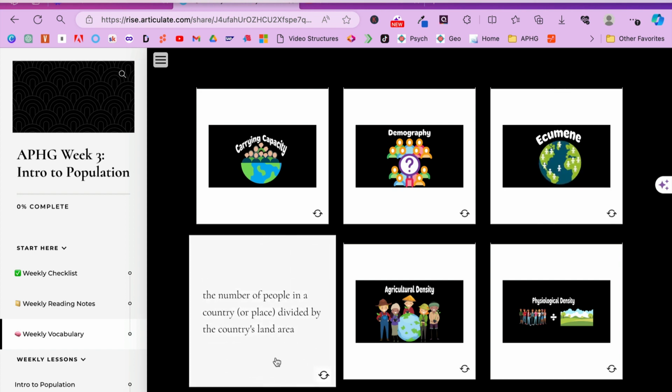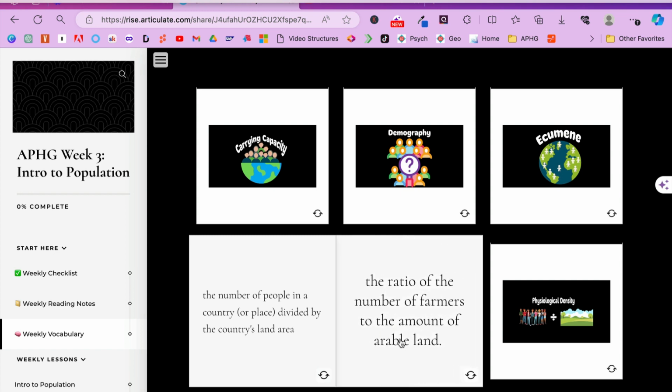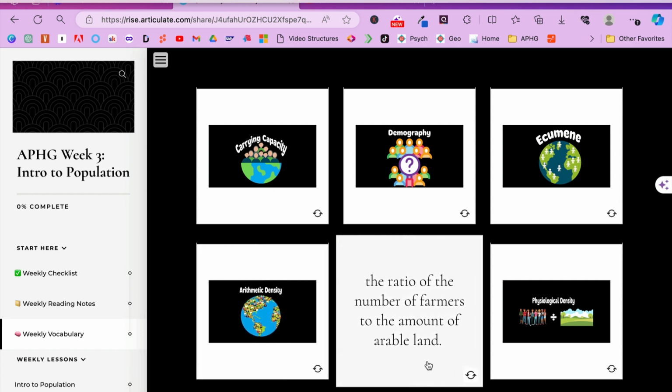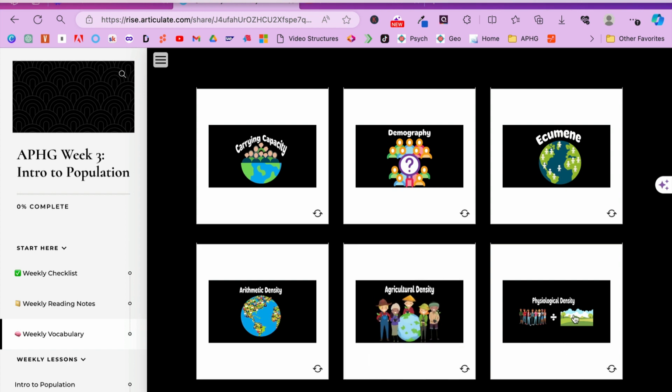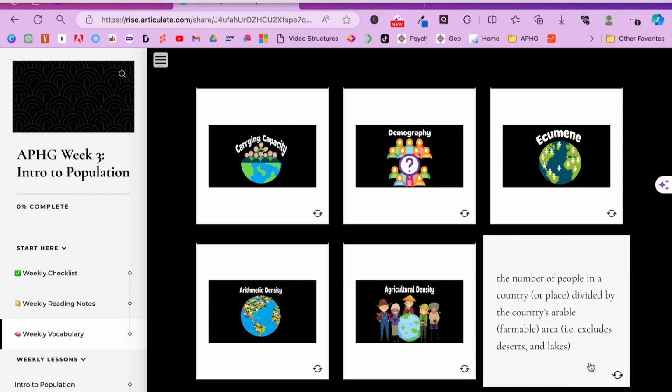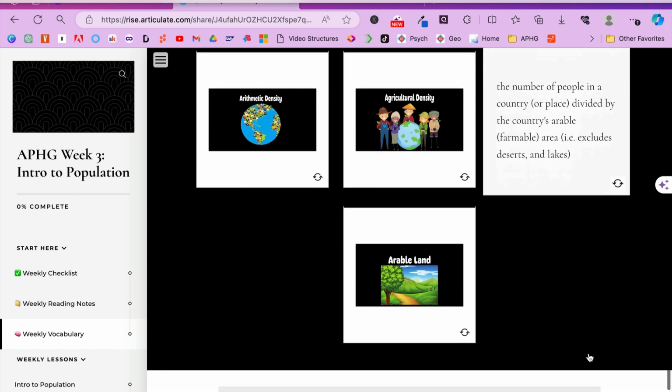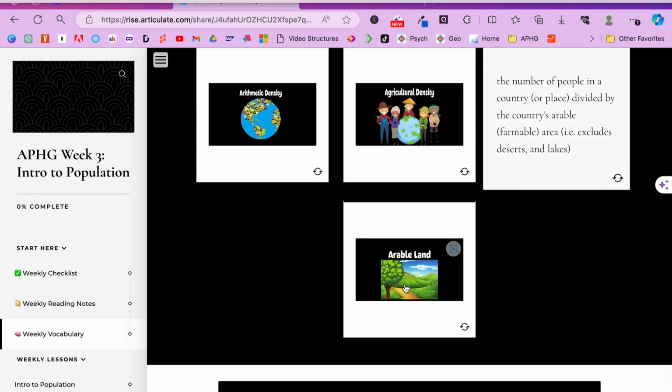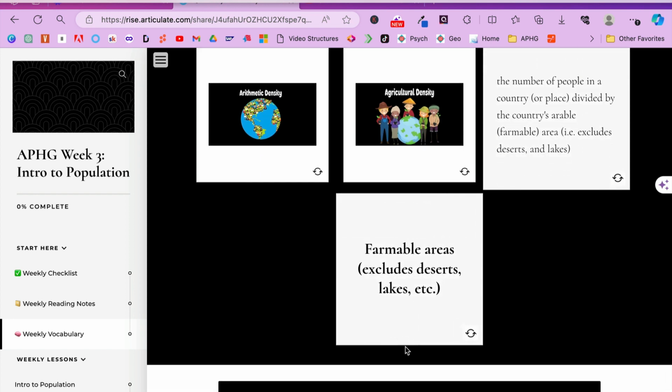Arithmetic density: the number of people in a country or place divided by the country's land area. Agricultural density is the ratio of the number of farmers, specifically, to the amount of arable land. And physiological density: the number of people in a country or place divided by the country's arable or farmable area. And this excludes things like deserts and lakes. Oh, one more down here, arable land: farmable areas.